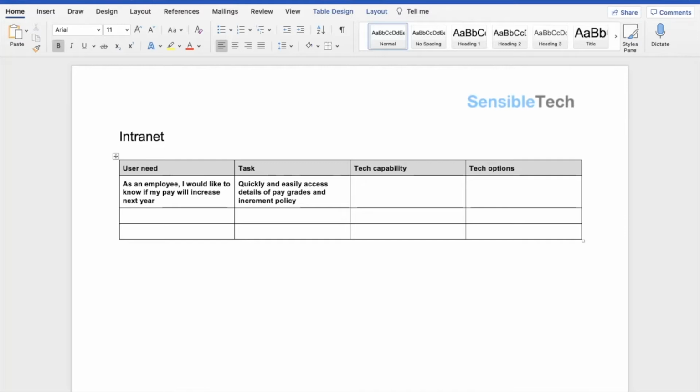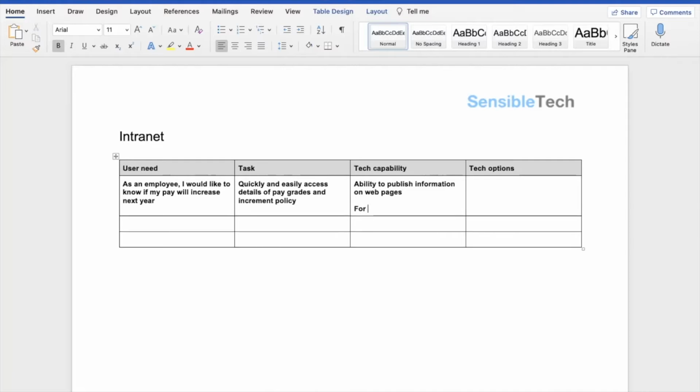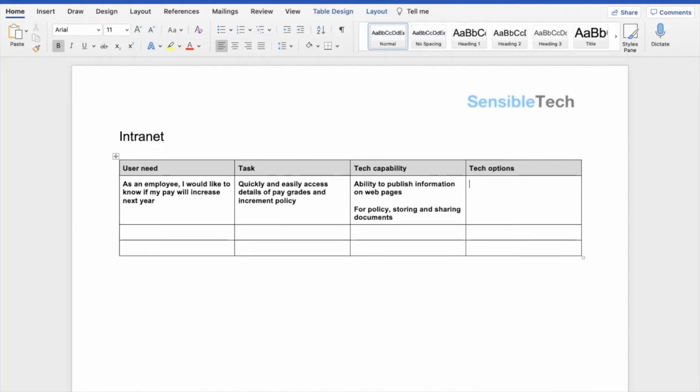If I'm going to be looking this stuff up, the tech capability is probably the ability to publish information web pages. So it's basically publishing, in other words. And from the policy point of view, for policy, it's sharing or storing documents. Okay, and what might the tech options be there? Well, let's say we're starting a new intranet project. It might well be that we've got the corporate CMS. Could that be used as the way to publish internal pages of information like this?